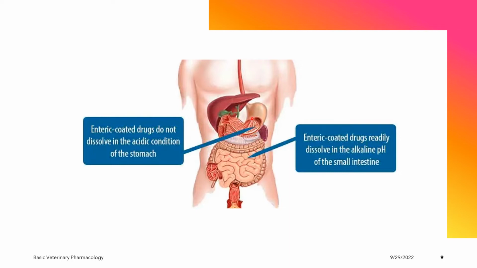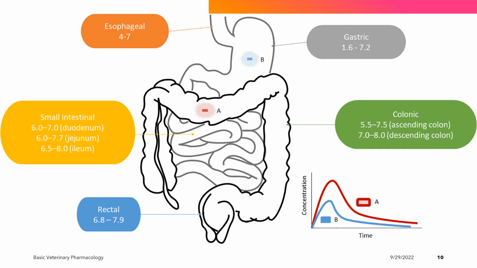So we have here the stomach and we have here the intestine. Enteric coated drugs do not dissolve in the acidic condition of the stomach, whereas they will readily dissolve in the alkaline pH of the small intestine. Therefore, the pH of the particular segment of the digestive tract will influence the solubility and absorption of these enteric coated drugs. This diagram shows the different segments of the GIT with their corresponding pH range, depending on the species of the animal. Of course, we have here the gastric compartment.